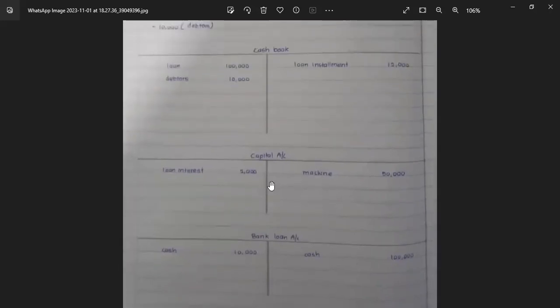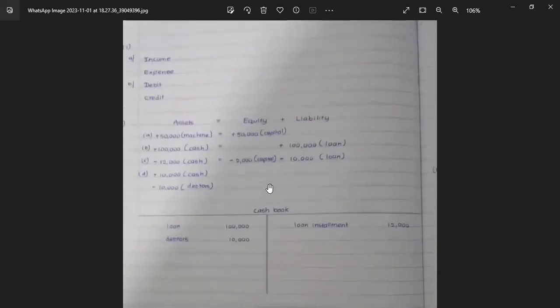So for the third one, cash book credit 12,000, bank loan account debit 10,000. You need to draw a new account called bank loan interest account and debit 2,000 on the debit side. Write the description as cash book.